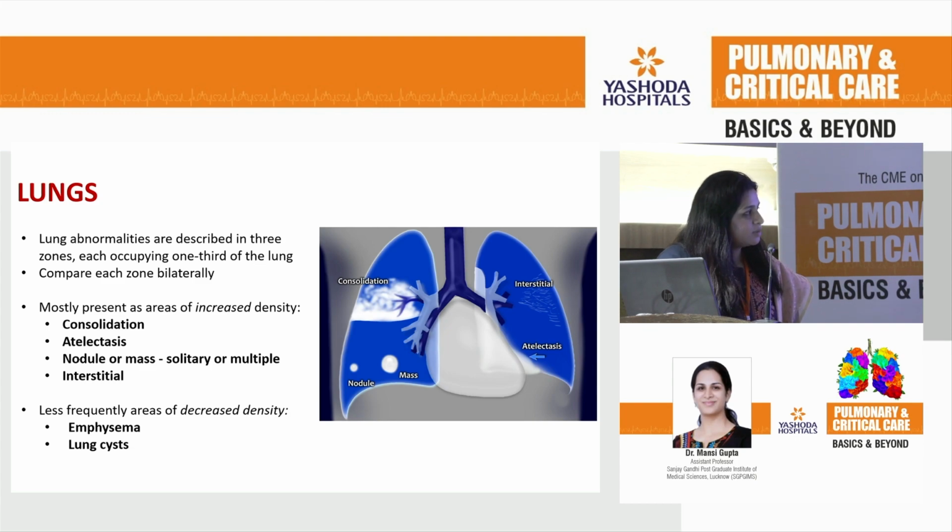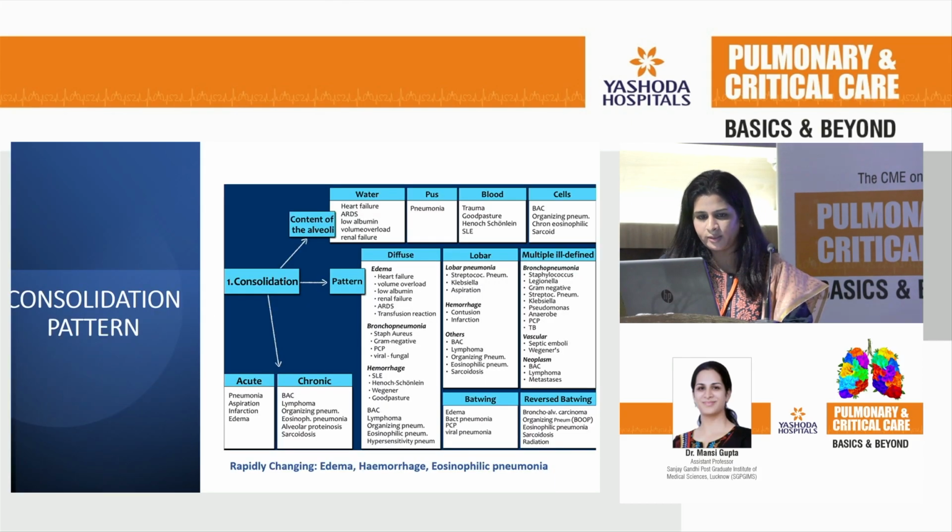Then you have interstitial markings, just like these, very subtle. They are only prominent when you have a pathology in the interstitium, either accumulation of fluid, thickening, or inflammation. Then decreased density could be due to emphysema and cysts. It's difficult to pick up decreased density in an X-ray because there are other factors which can lead to it, but one important example of decreased density is a pneumothorax, which is picked up easily on an X-ray.